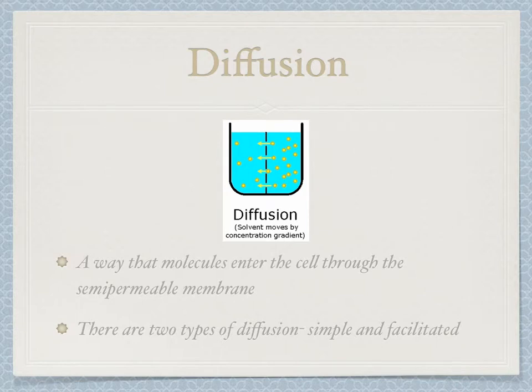Diffusion is a type of passive transport. There are two types, simple and facilitated. Simple diffusion is when the molecules freely flow in and out of the cell without any assistance.